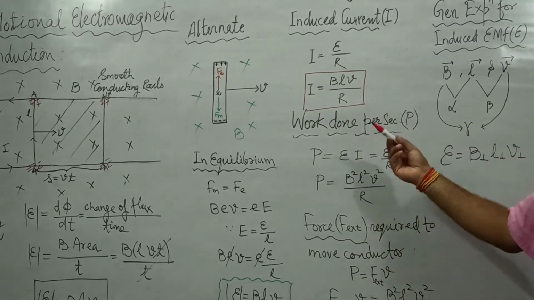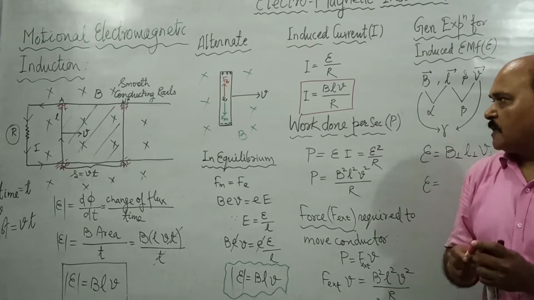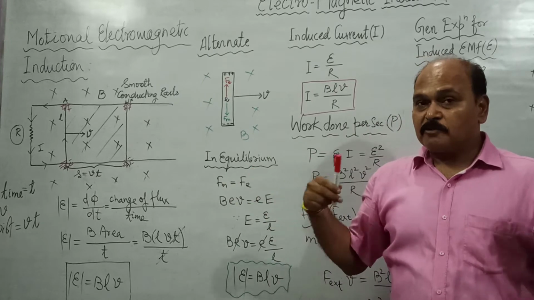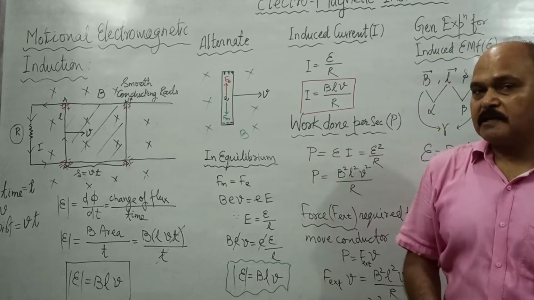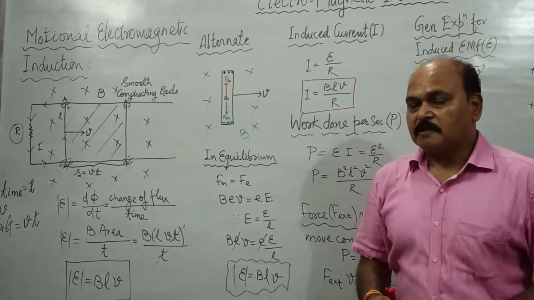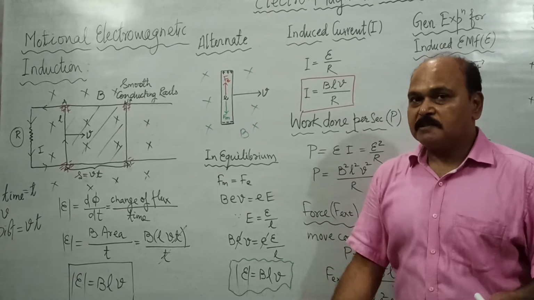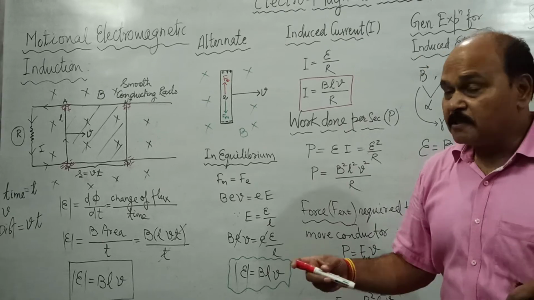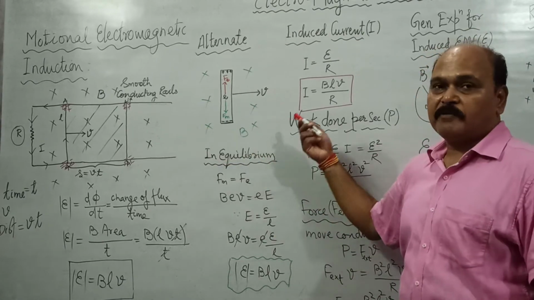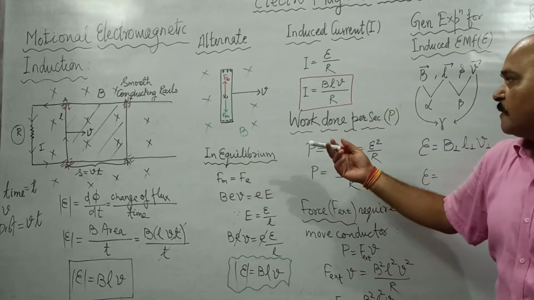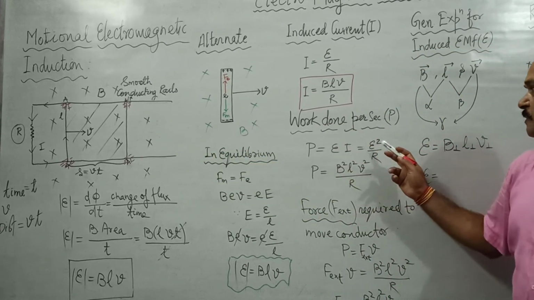Now, what is work done? As this conductor moves through the magnetic field, there is constantly work done by an external agency. There is constant dissipation of energy by the external source. So how much energy is dissipated per second, how much energy is used in moving this conductor every second, how much work is done in moving this conductor per second, that is what we are going to calculate.